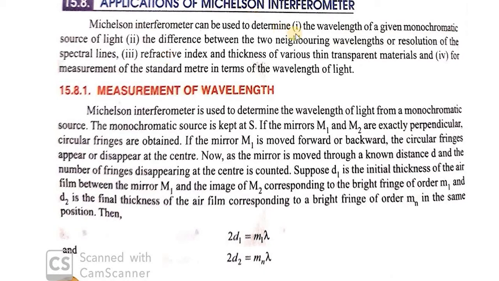Michelson interferometer can be used to determine the wavelength of a given monochromatic source of light. It can be used to determine the difference between the wavelengths of two neighboring wavelengths, or the resolution of spectral lines. It can be used to determine the refractive index and thickness of various thin transparent materials, and many other applications. It is also used for the measurement of a standard meter in terms of the wavelength of light.